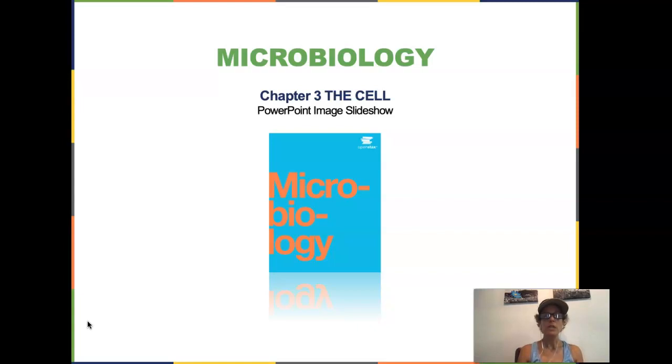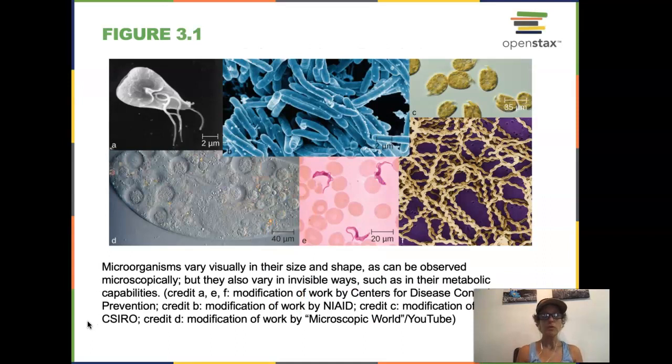So Chapter 3 is covering cells. We're obviously not going to be able to cover all the details of all types of cells, but just an introduction to the two main categories of cells that we'll be working with throughout this semester. So we've got, as we mentioned last time, 3 domains. We have the bacteria, we have the archaea, and we have the eukarya.